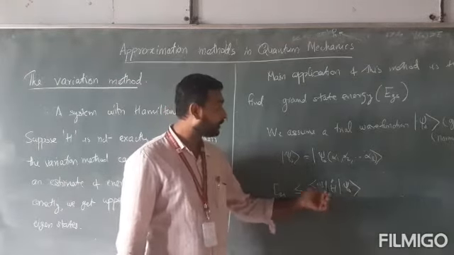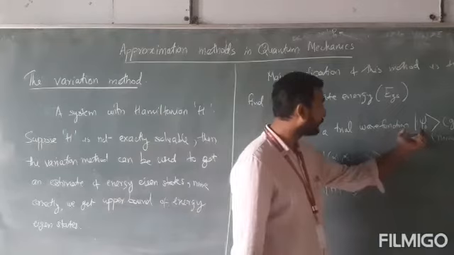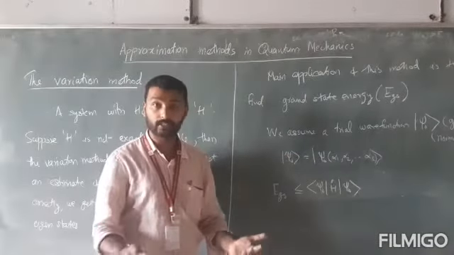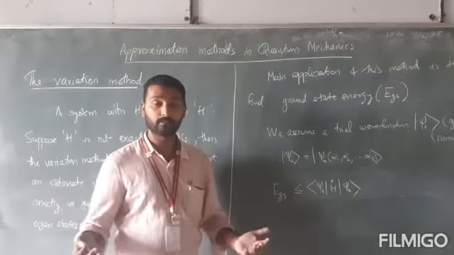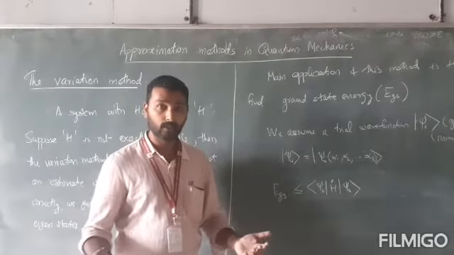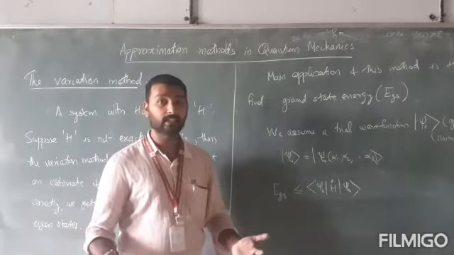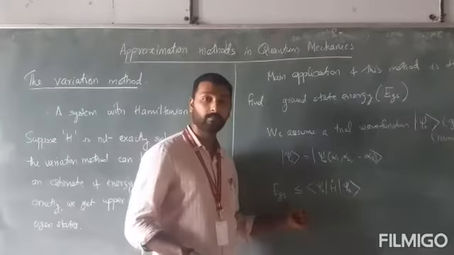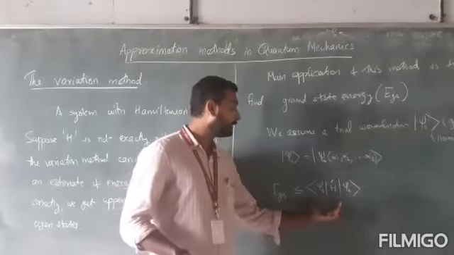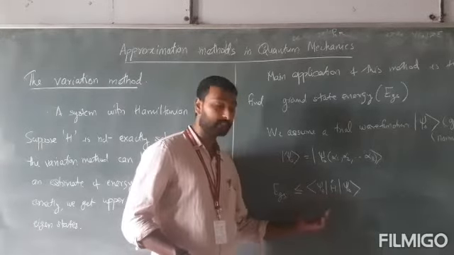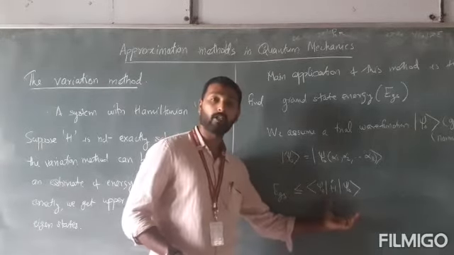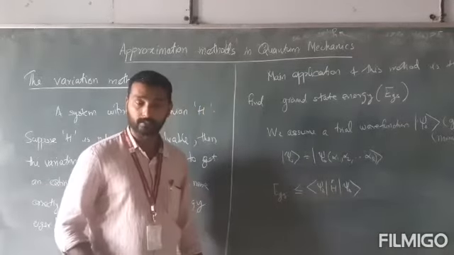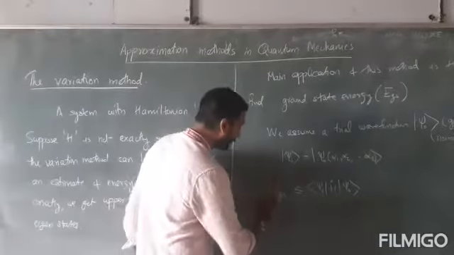If the wave function that we have guessed is exactly the ground state wave function, that is also possible. Sometimes our guess becomes true. So if psi 0 is exactly the ground state wave function, then we will get the exact ground state energy. Otherwise, the expectation value of the Hamiltonian in the psi 0 state would be greater than the ground state energy. Its proof is very simple.